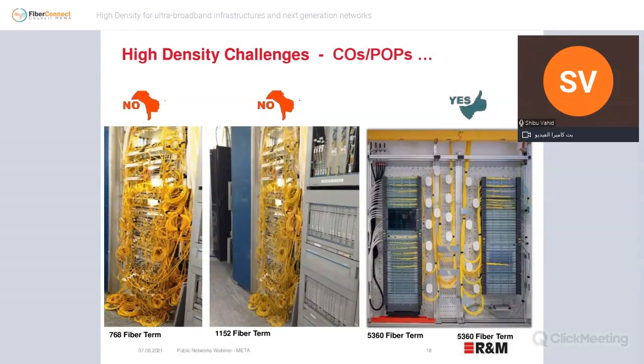This is one of the use case studies that I'm trying to show in this slide, wherein you can actually deploy a large number of fibers if you have well-organized solutions that will allow you to go in a modular and scalable manner of connectivity. So in this example, you can see that these racks are able to give you 700 plus or 1000 plus connectivity. At the same time, the high density solutions in the same footprint can provide you an option to use the same space, but to connect a large number of subscribers like 5,000 and so on.